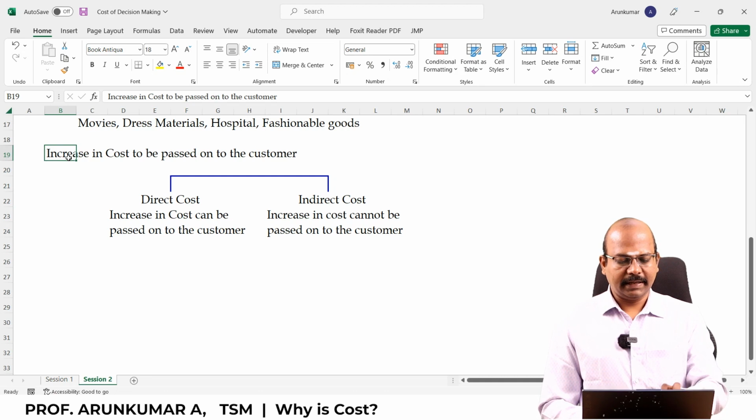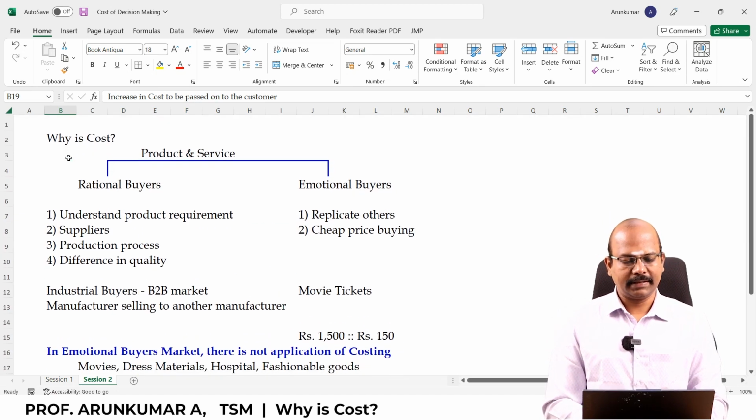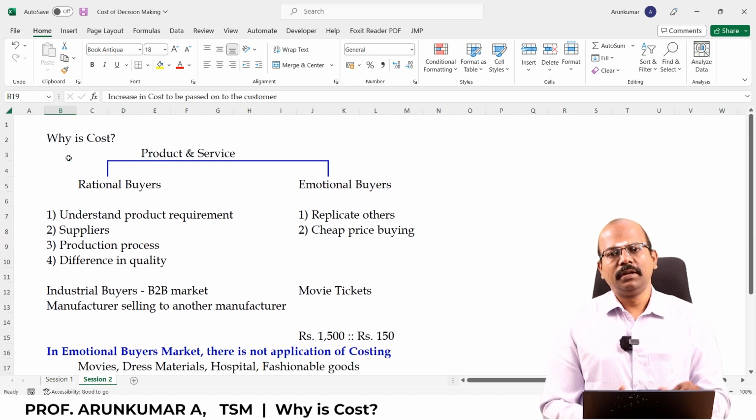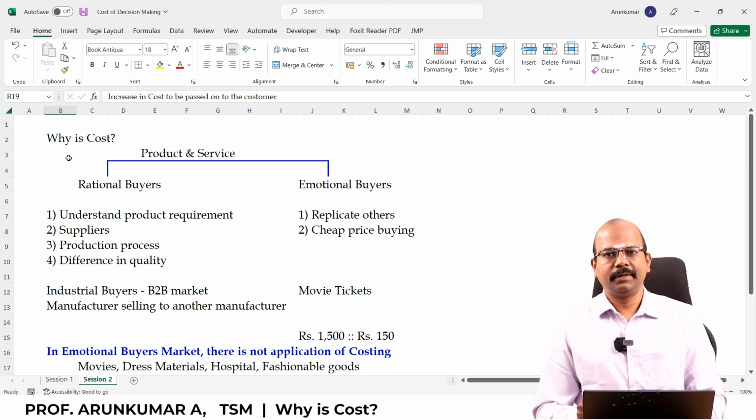So without understanding the clear difference between direct or indirect cost, or emotional or rational buyers, it will be very difficult for you to fix your price. It will be very difficult for you to fix your price in such a situation where you are not clear about your cost. So in our next session we will further divide the cost into various classifications to understand better about the cost. Thank you.